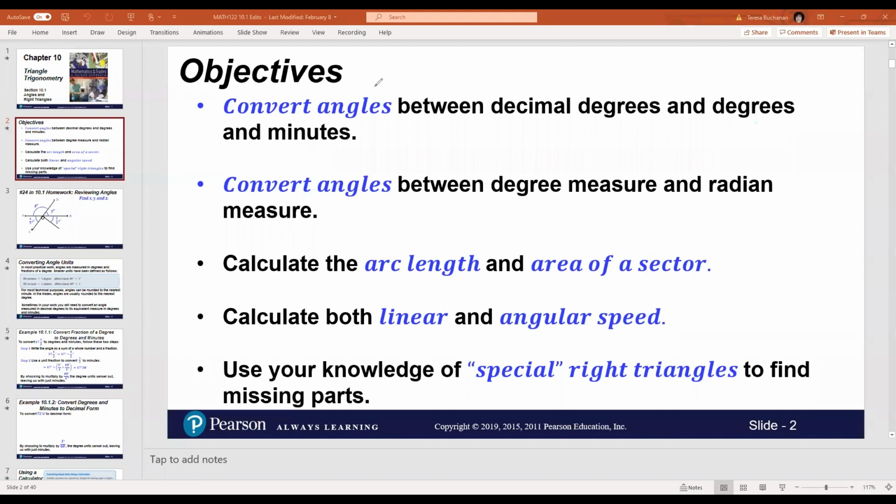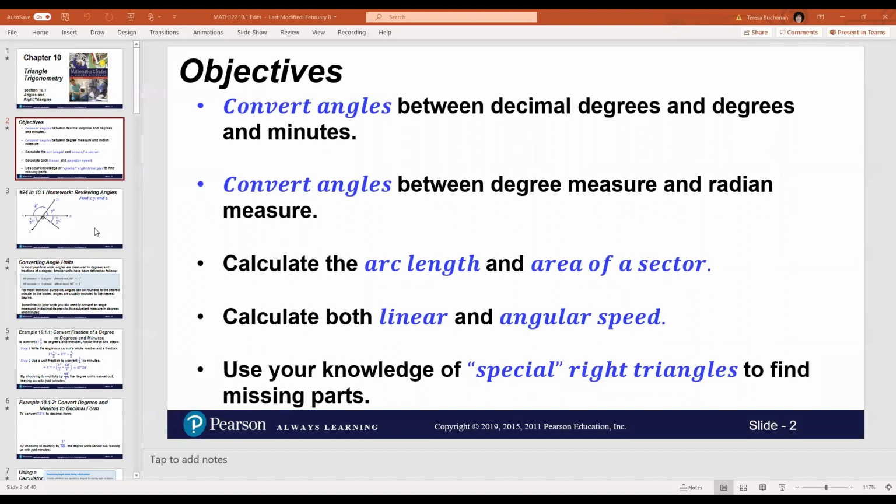So we will look at that a little harder, and convert angles between degree measures and what we call radians. Radian measure is a different way to talk about the size of an angle. We will talk about arc length and area of a sector. None of that necessarily has to mean much to you right now. We'll get there. And calculate both linear and angular speed, and talk about special right triangles. There are special right triangles that we'll look at. So there's a lot in this section.